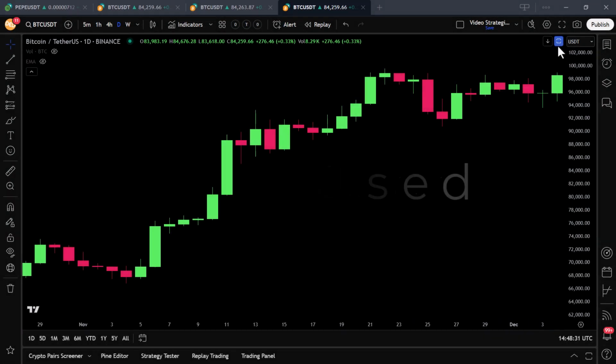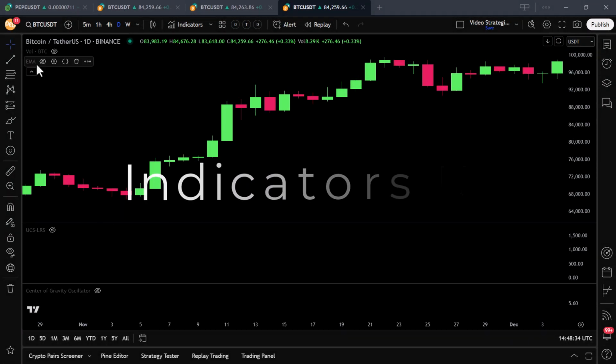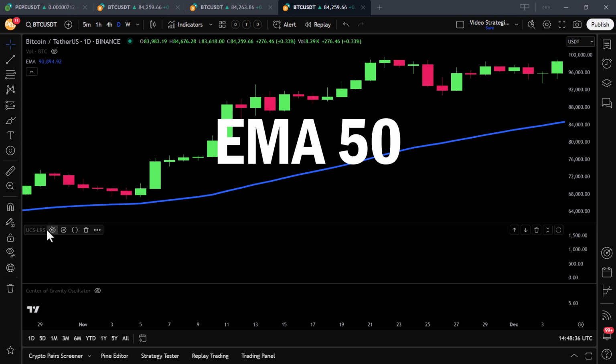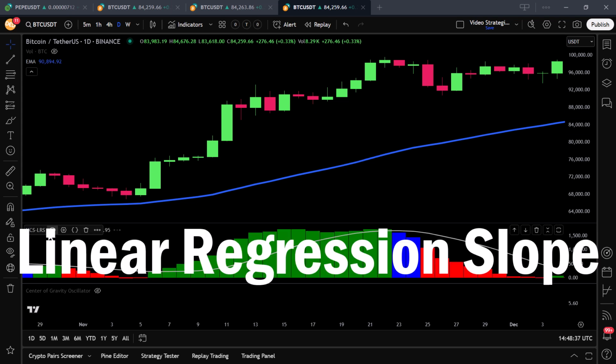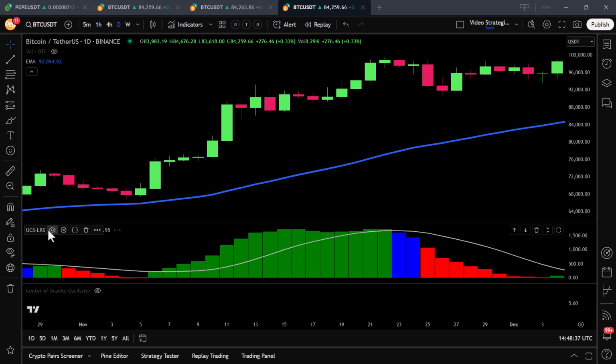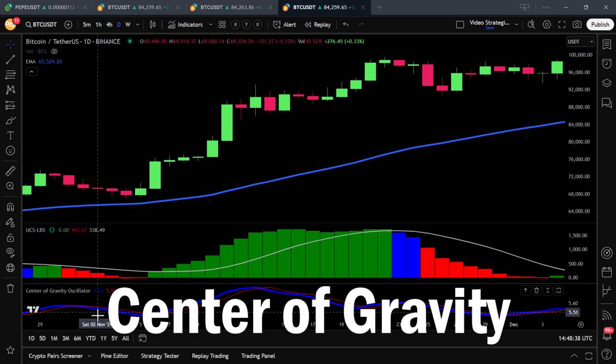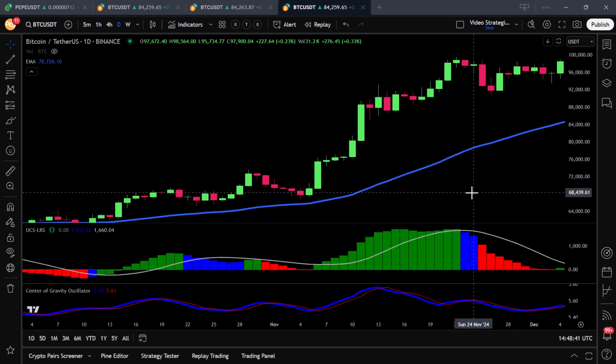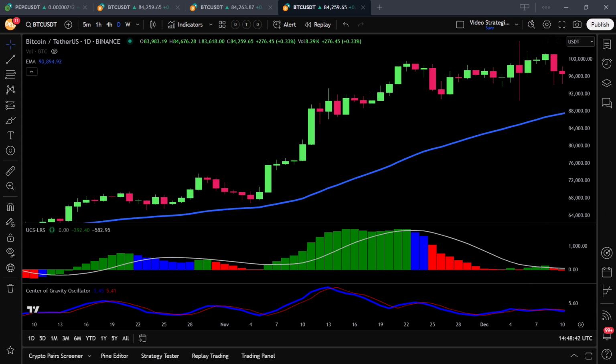This strategy is built on 3 core indicators. The EMA 50 confirms if the trend is up or down. The linear regression slope is the secret weapon for spotting trend shifts before they happen. And the center of gravity oscillator is the filter that eliminates bad trades and keeps only high profitable setups.